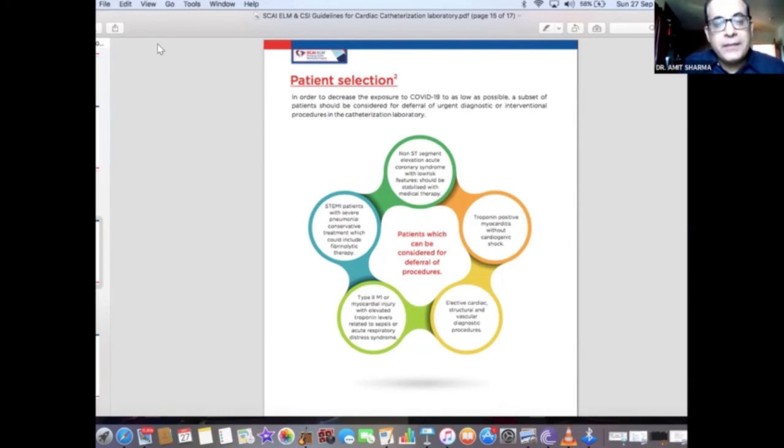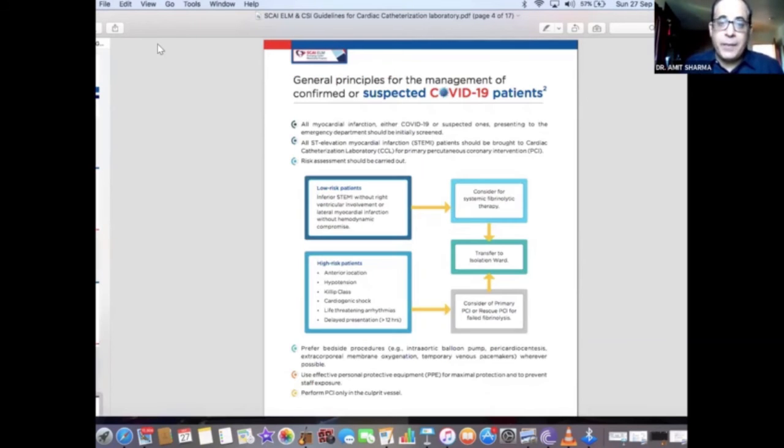And the last group of patients, STEMI patients who are doing very badly, who are in severe pneumonia, and these are patients whom I would not take to the cath lab at all, because we do not know whether he will outlive the procedure or not. So there you have to be very careful about patient selection, on what type of patients you take. And these are some of the general principles.